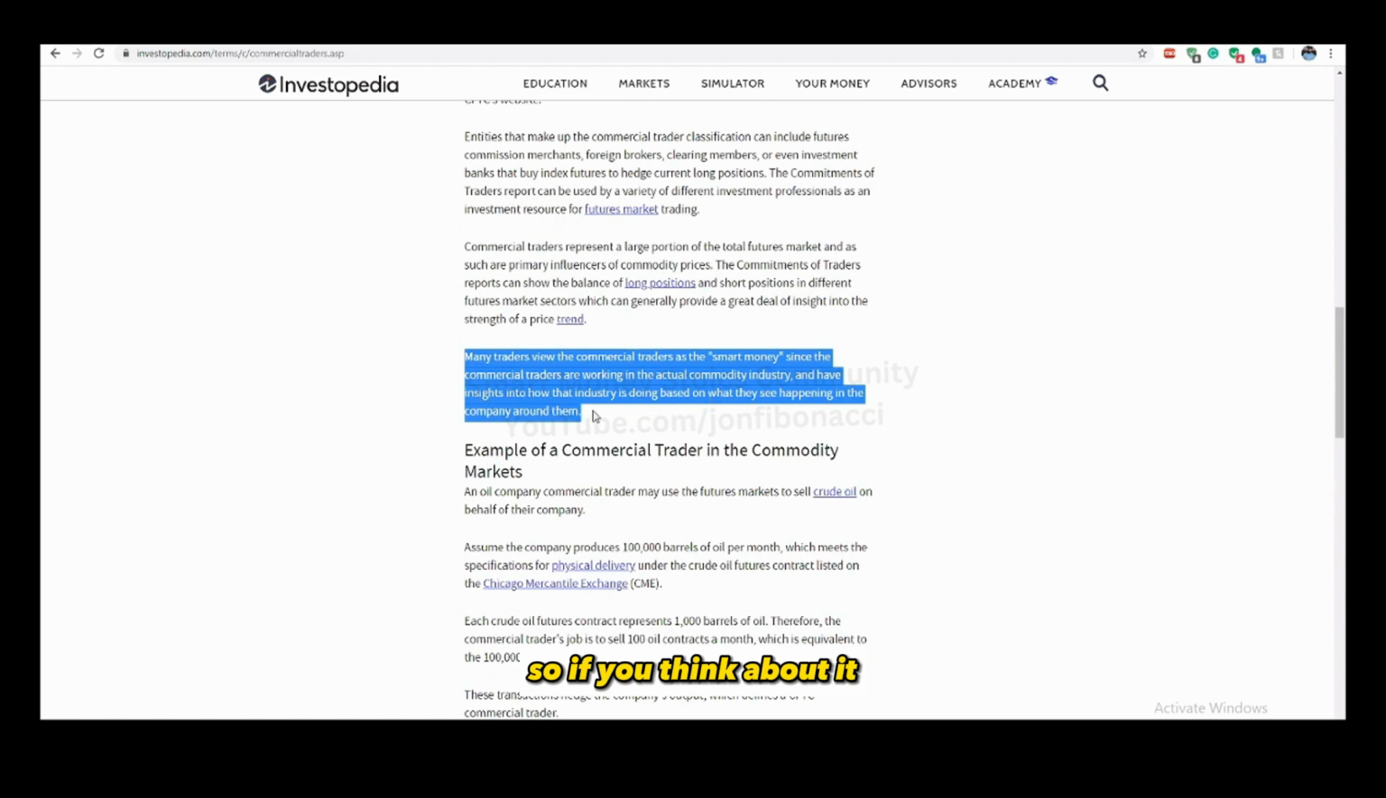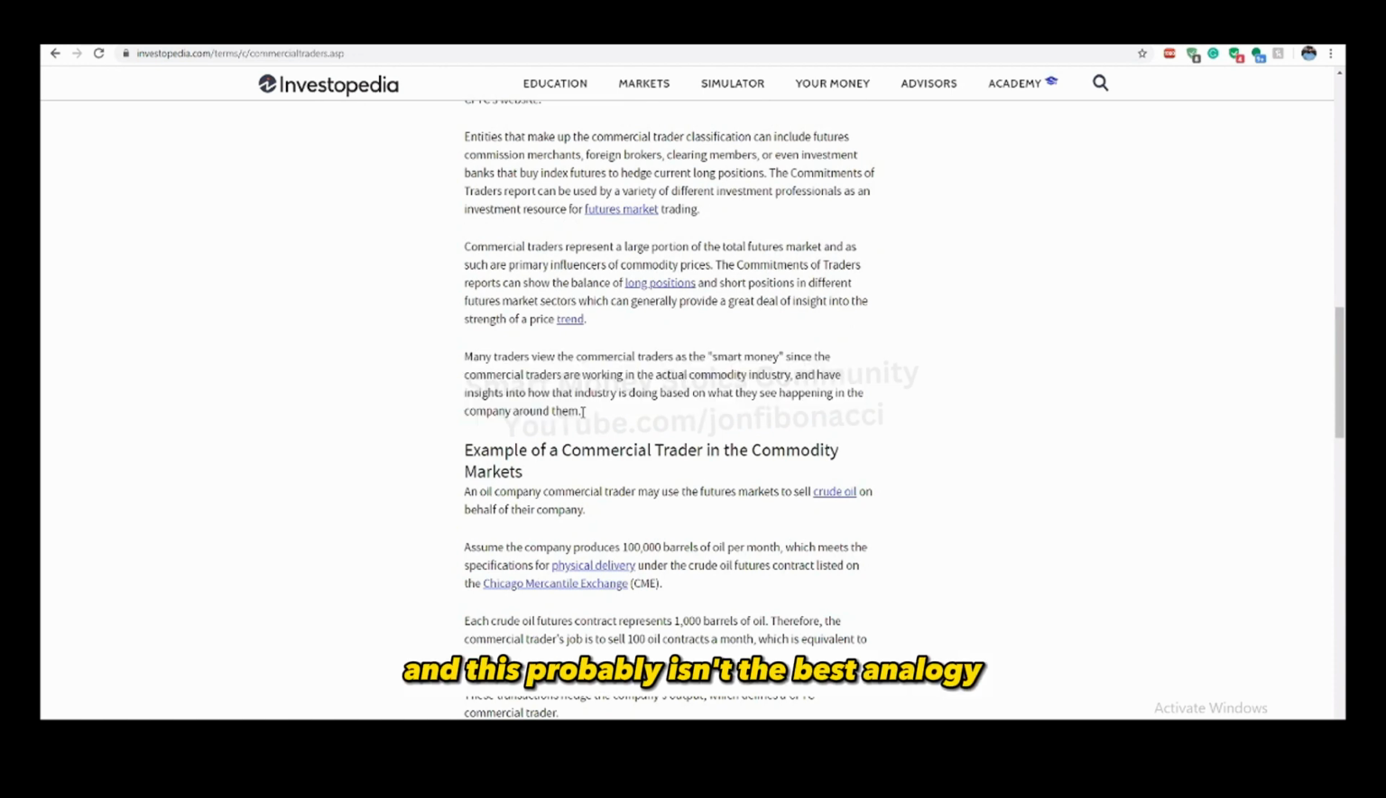So if you think about it, and this probably isn't the best analogy, but it is what it is. If my car breaks down, which I hope it doesn't, knock on wood, am I going to bring my car to the doctor's office? Or am I going to bring my car to a mechanic? Right? It's obvious that I'm going to bring my car to a mechanic. They know cars in and out. They work on cars every day, right? The doctor's office, they work on people. They don't really care about cars.